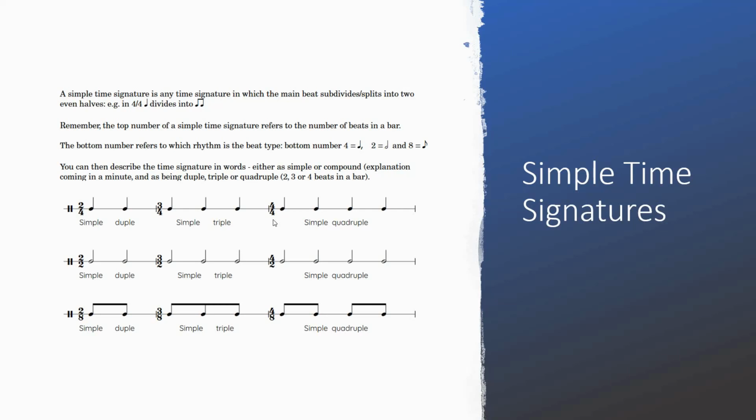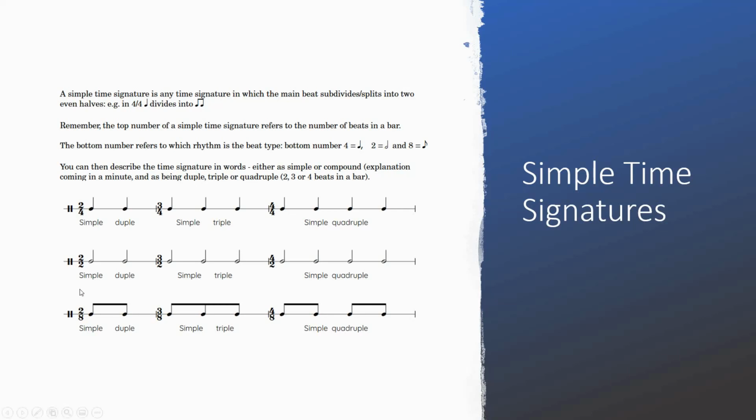Next thing to remember is that the top number of a simple time signature refers to the number of beats in a bar. So in 2/4 there are 2 beats in the bar. The bottom number refers to which rhythm is the beat type. This is slightly more confusing because this challenges the idea that a crotchet always equals 1. Crotchets only equal 1 if the bottom number of the time signature is a 4. So in 2/4, 3/4 and 4/4, crotchet equals 1. That means in 4/4 there are 4 crotchet beats in the bar, and each crotchet is worth 1 beat.